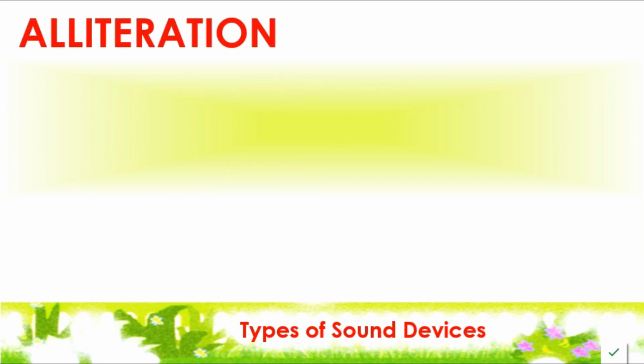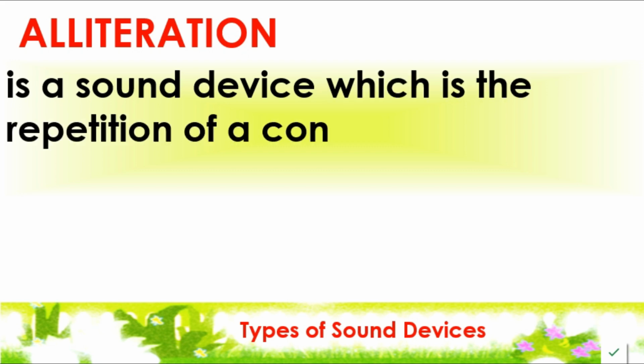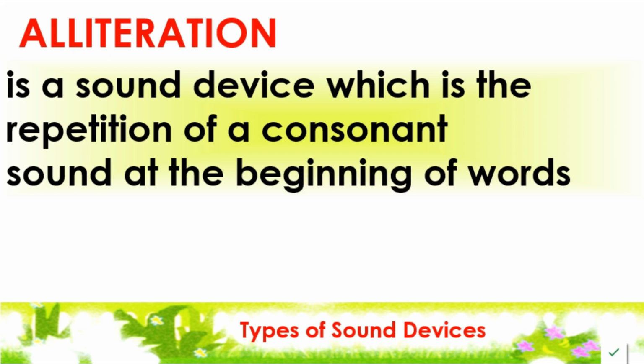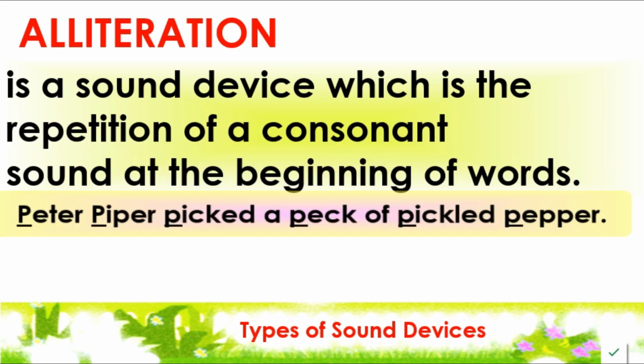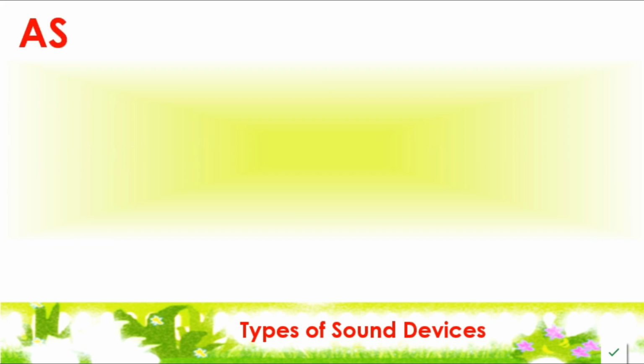Next is alliteration. Alliteration is a sound device which is the repetition of a consonant sound at the beginning of words. Example, Peter Piper picked a peck of pickled pepper. P sound at the beginning of a word.